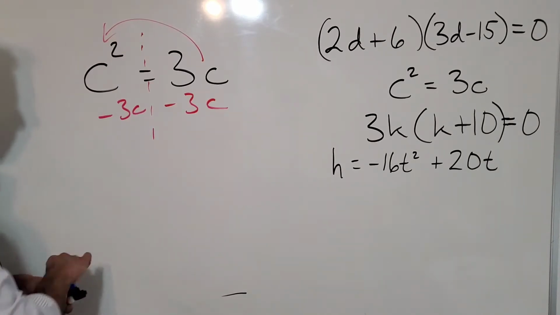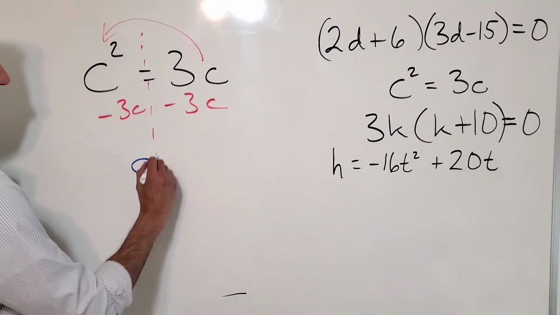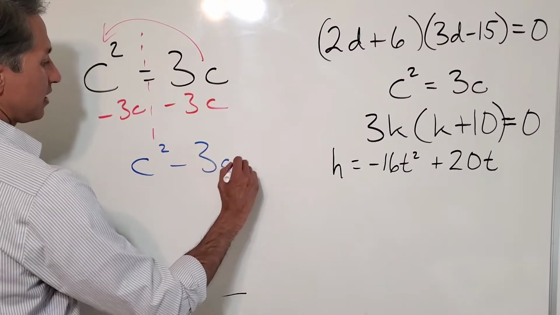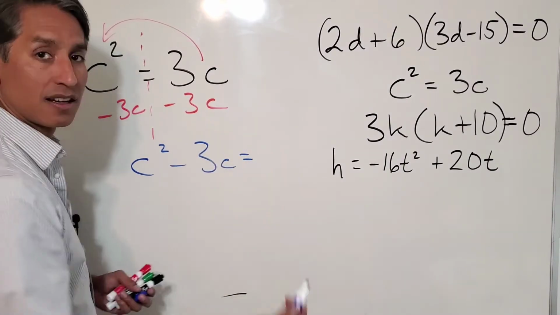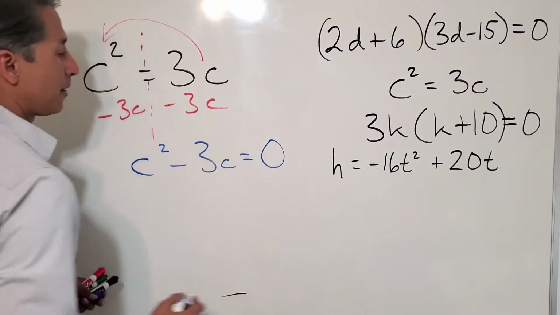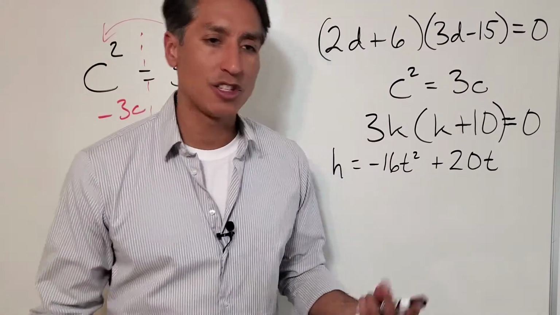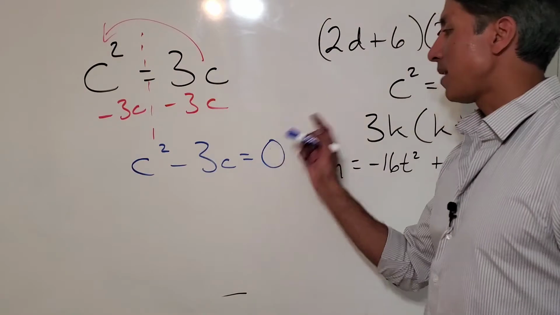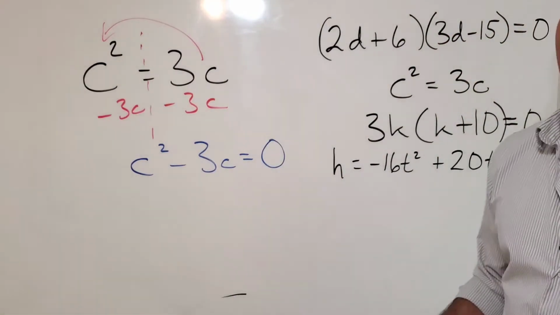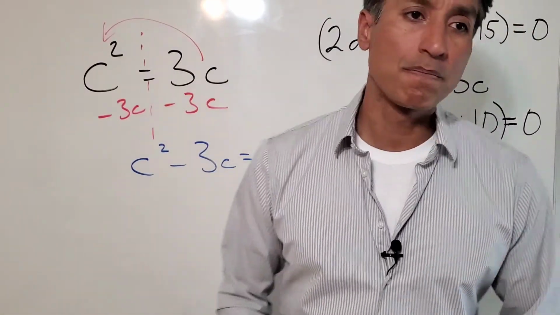I'm just going to rewrite the problem here. I got C squared minus 3C equals 0, right? Because now there's nothing left on that side of the equation. So I can just say C squared minus 3C equals 0, and now I can work on this problem.